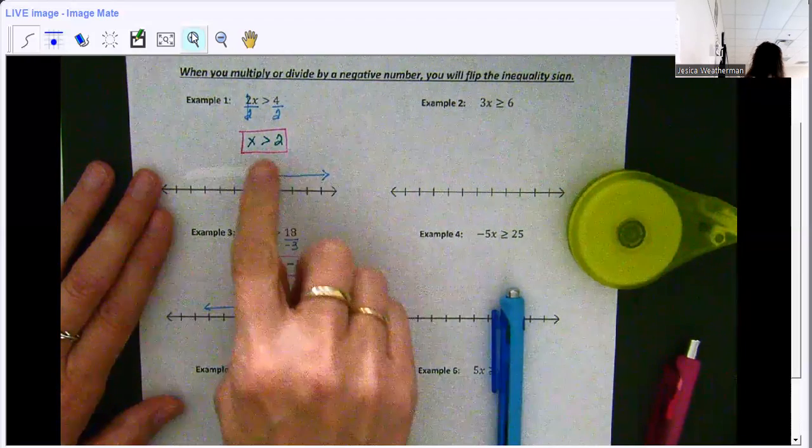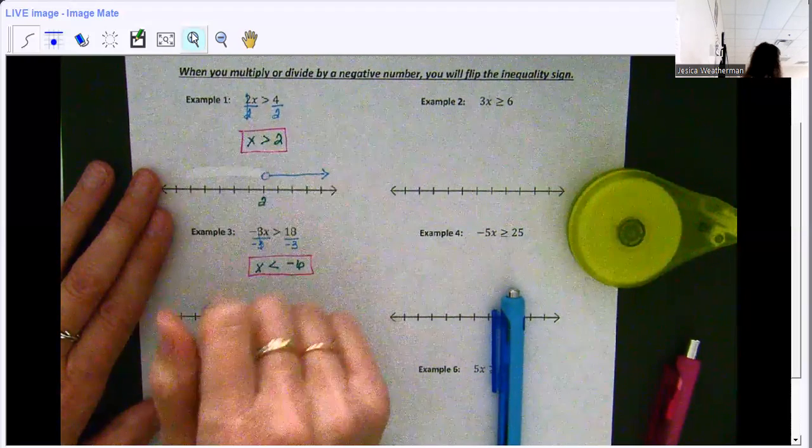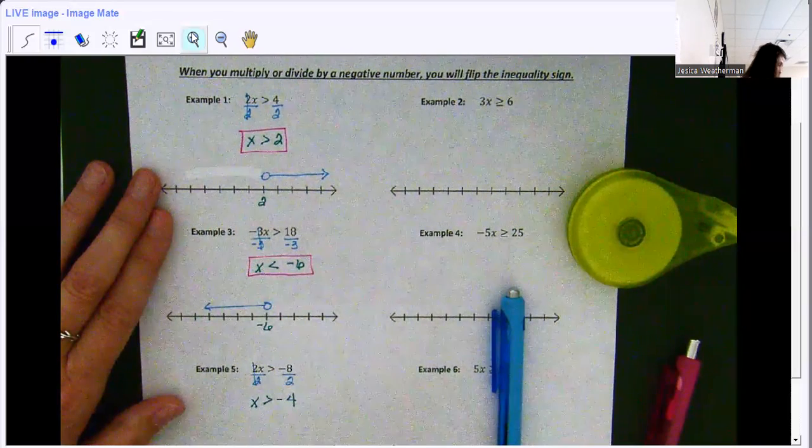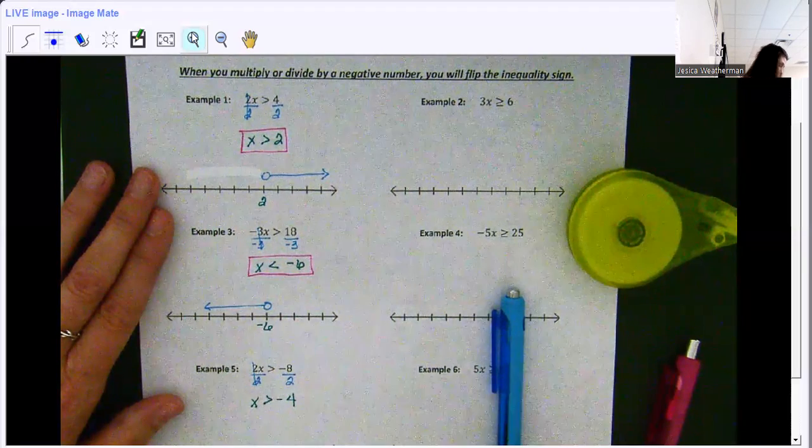You wouldn't flip it because you're dividing by a positive. You only flip it if you're dividing by a negative.